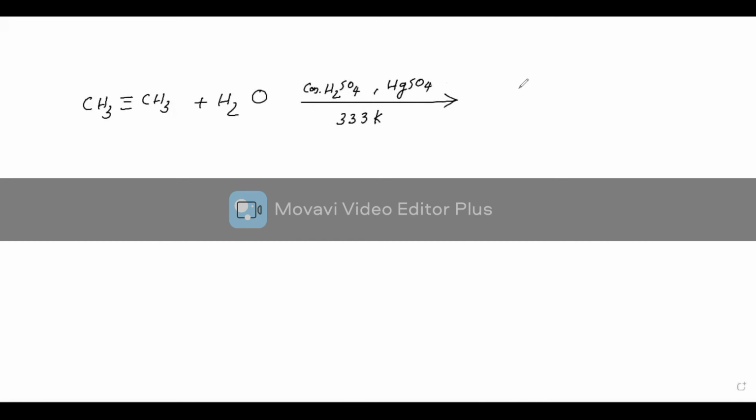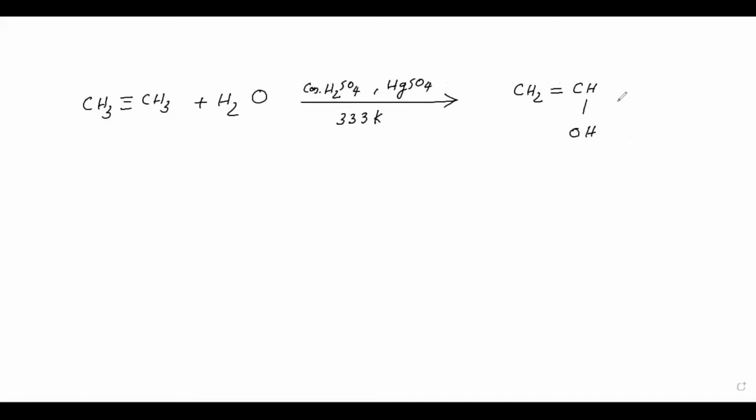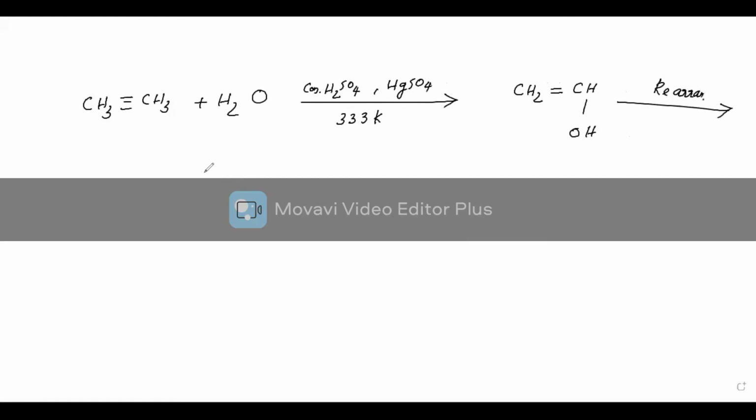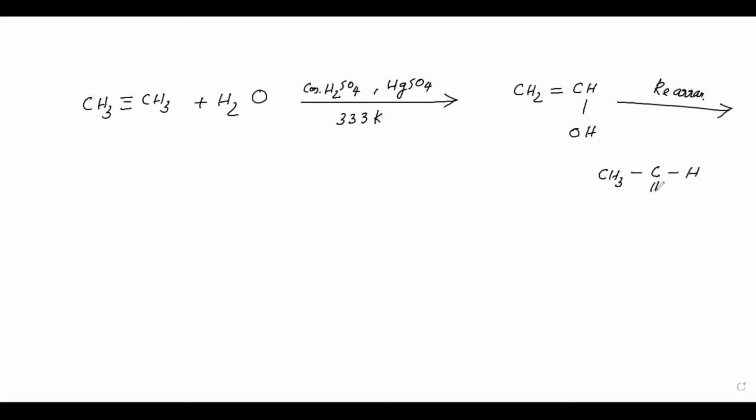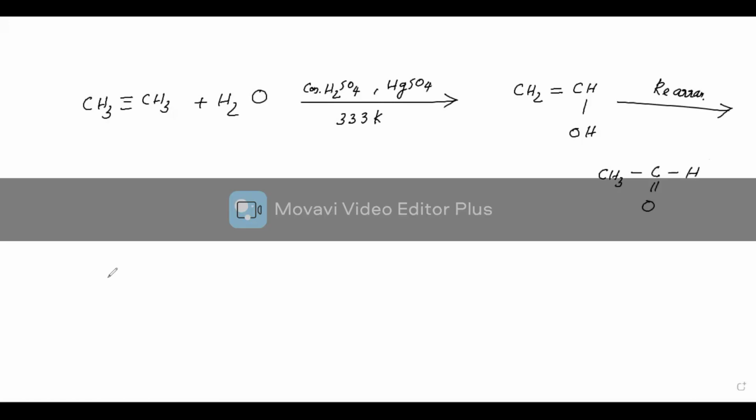I get the product as CH2 double bond CH. It is an aldehyde. I'm just rearranging it, so I got the product as CH3C, here it is H and double bond O. Clear? It's an aldehyde.